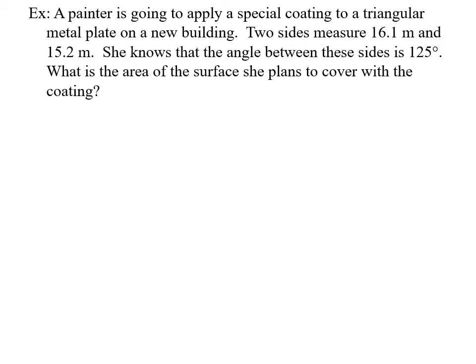Okay, let's do another word problem with that same idea with finding the area. You have a painter who's going to paint a special coating on a triangular piece of metal for a new building. Two of the sides measure 16.1 and 15.2 meters. You know the angle between the two sides is 125 degrees. What's the surface area that she's going to put this painting on? And so my area would be 1/2 times the two sides. So I'll have the 16.1 and then the 15.2 times the sine of the angle between them of 125 degrees.